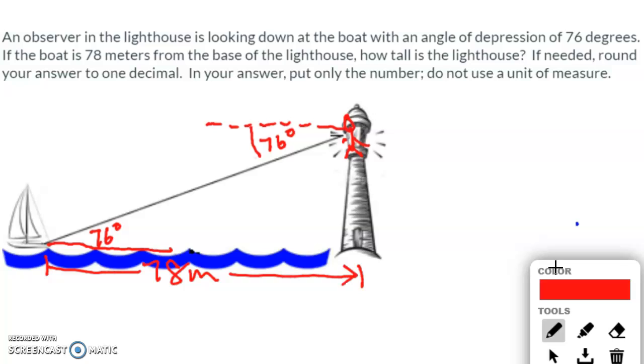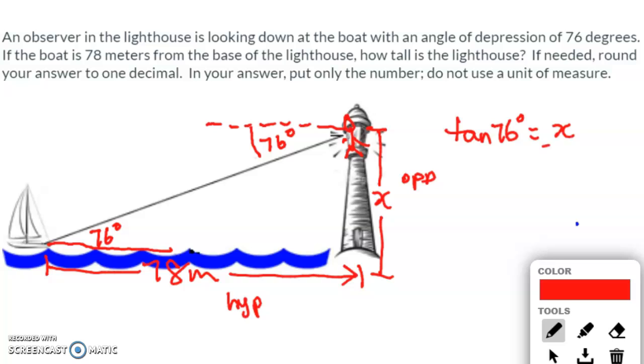Okay, and we're looking for the height. So this is the height. So to do this, we are going to be calling what? This is a reference angle. This is the opposite. This is hypotenuse. So this is going to be tangent of 76 degrees is going to be equal to x over 78. And you're going to solve for x.